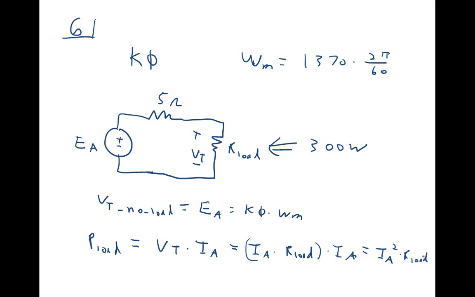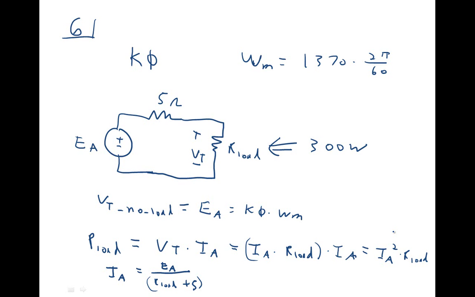But we can express IA that we have here in terms of the EA, which we know, and the various resistances. And so let me go ahead and do that. So we know that IA has to be equal to EA divided by R load, which we don't know, plus that 5 ohms.